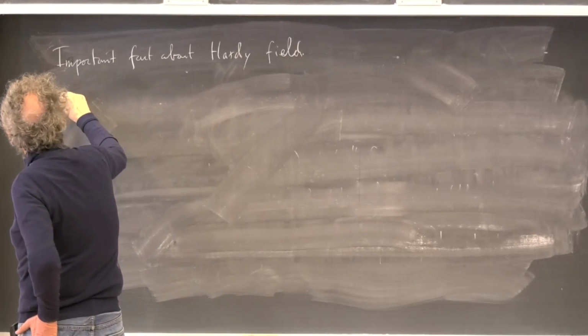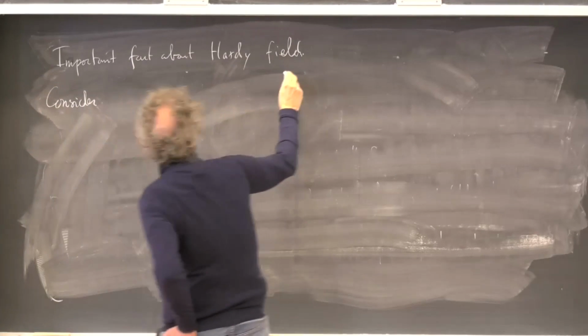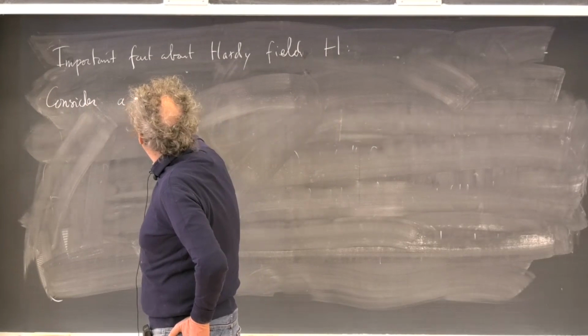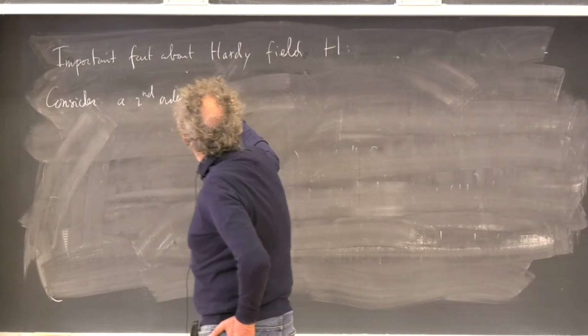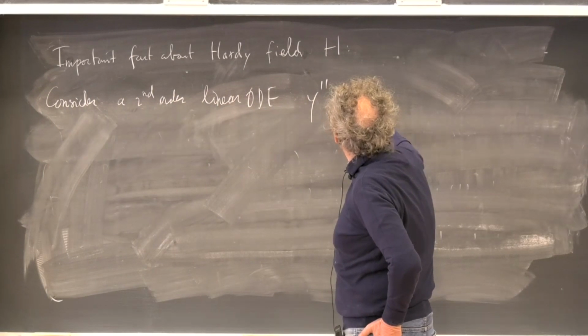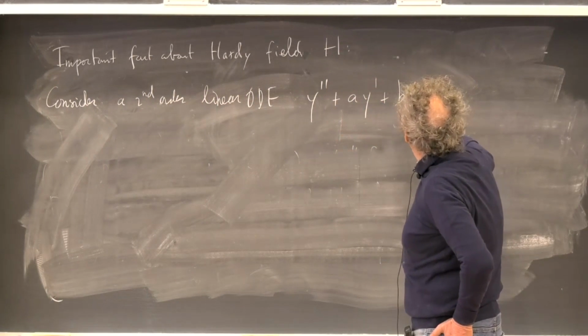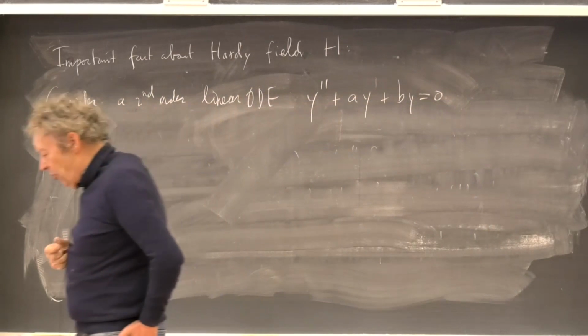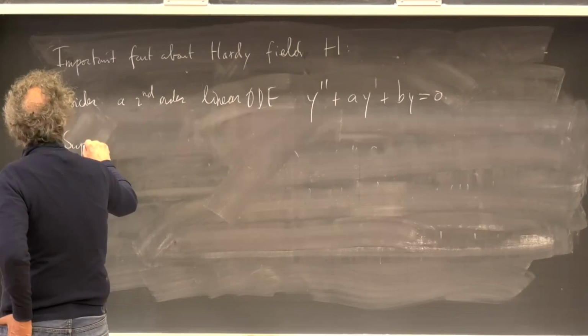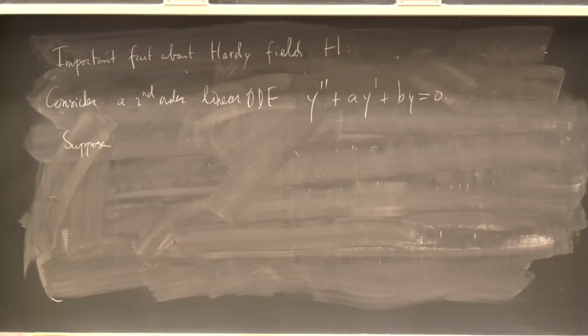Consider fields H. Consider a second order linear ODE. Well, let's say y double prime plus a y prime plus d y equals zero. Suppose we are in the oscillating case. As was mentioned, we must be either in the oscillating case or all solutions will be in a Hardy field extension.